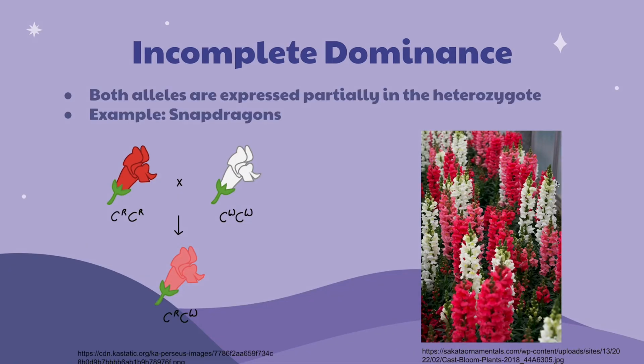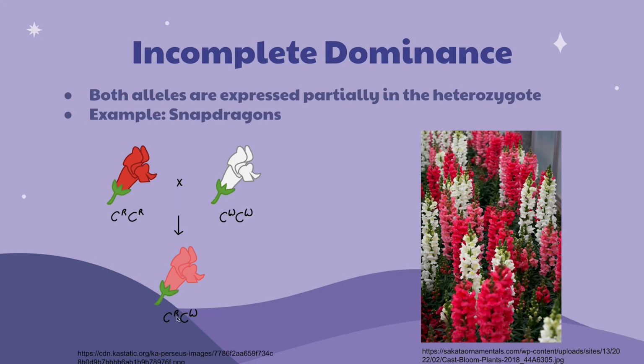Next is incomplete dominance. This is when both alleles are expressed partially in the heterozygote. An example is snapdragons. They look like this. Snapdragons have an allele for red flower color and one for white flower color.